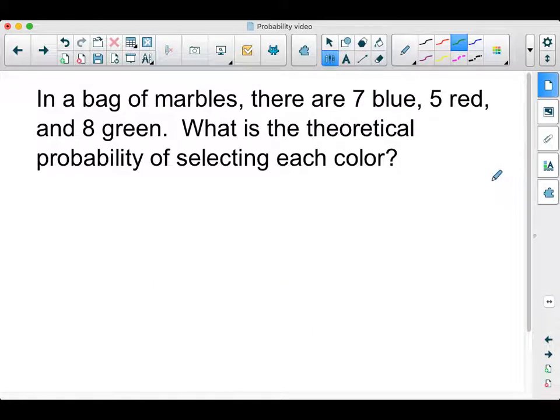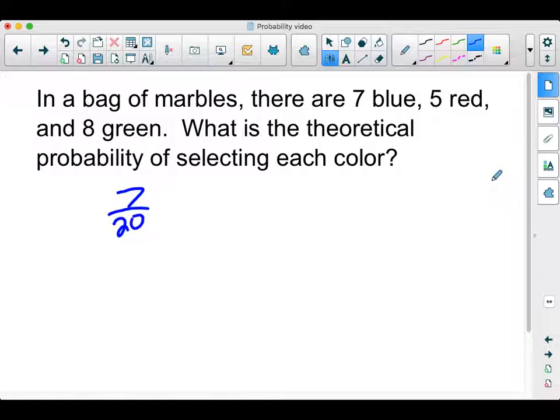Let's say you have a bag of marbles. There's 7 blue, 5 red, and 8 green. What's the theoretical probability of selecting each color? Well, let's say of blue first. So there are 7 blue out of a total. Now, we have to add up all the marbles to see what our total is. So 7 plus 5 is 12, plus 8 is 20. So there are 20 marbles in total.